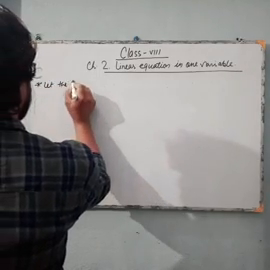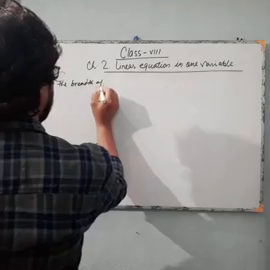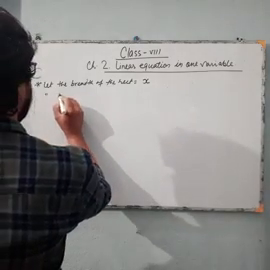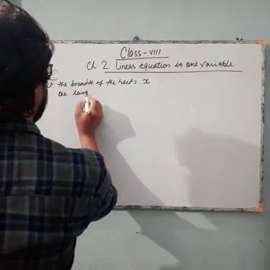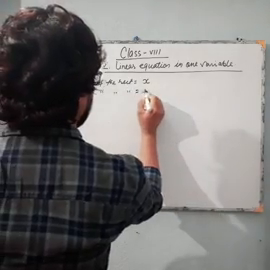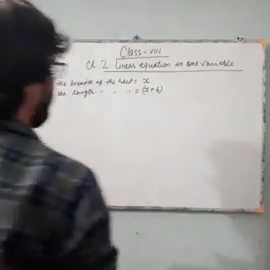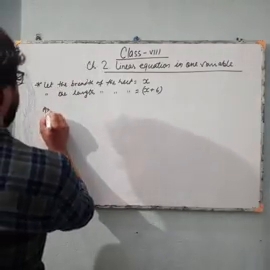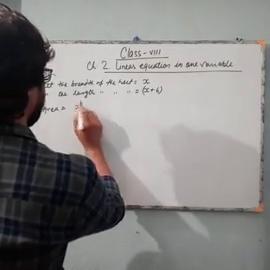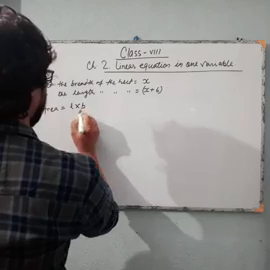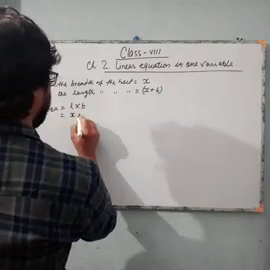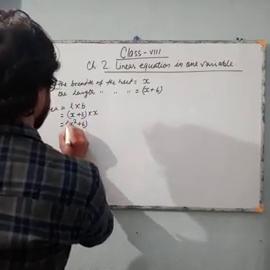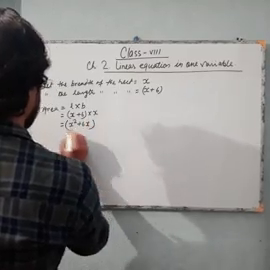let the breadth of the rectangle be equal to x. Let the length of the rectangle be equal to x plus 6. Okay. Now we have to find the area. Area is equal to length into breadth. Length के जगह हमें पुट करना है x plus 6 and x, that is x square plus 6x. This is the area.